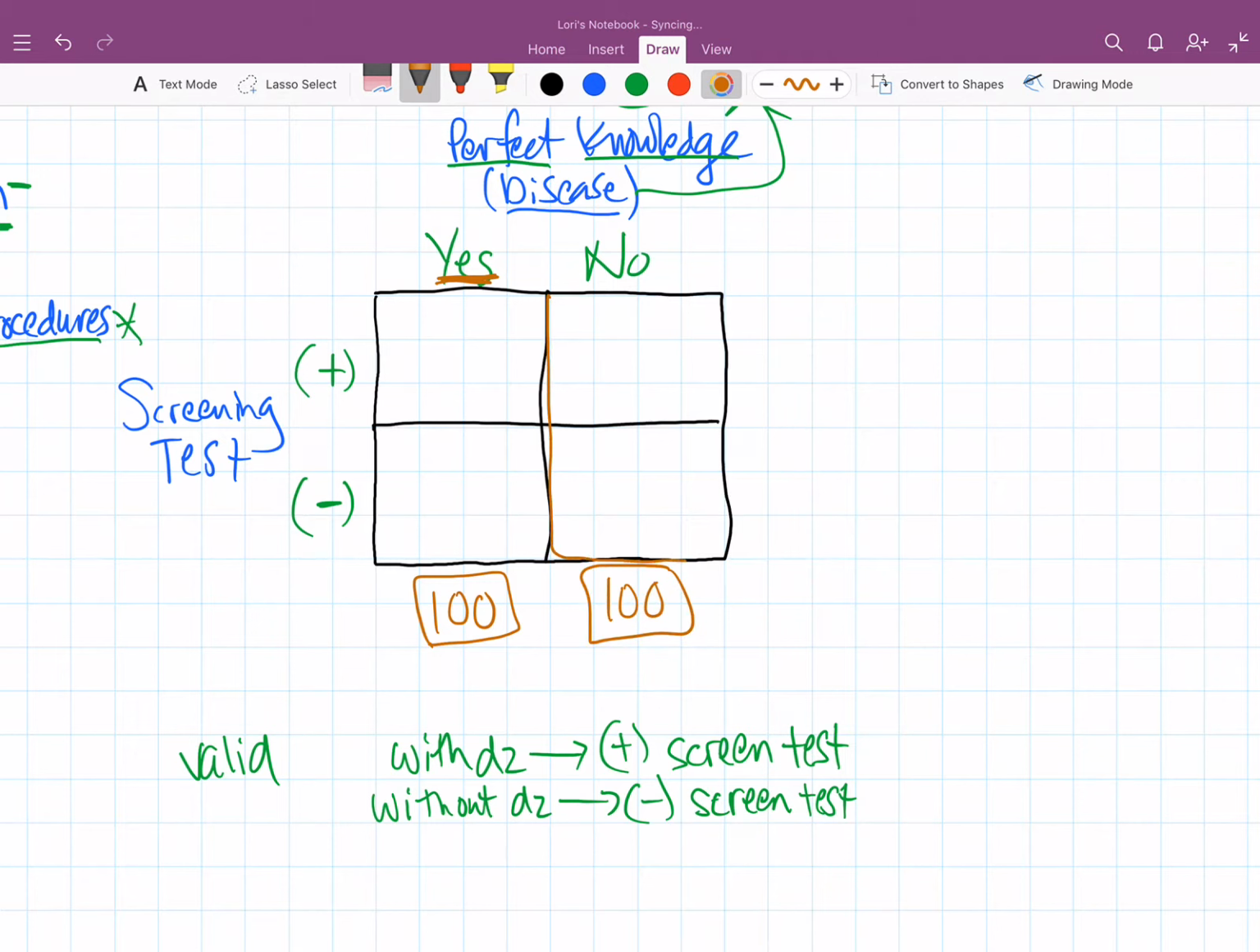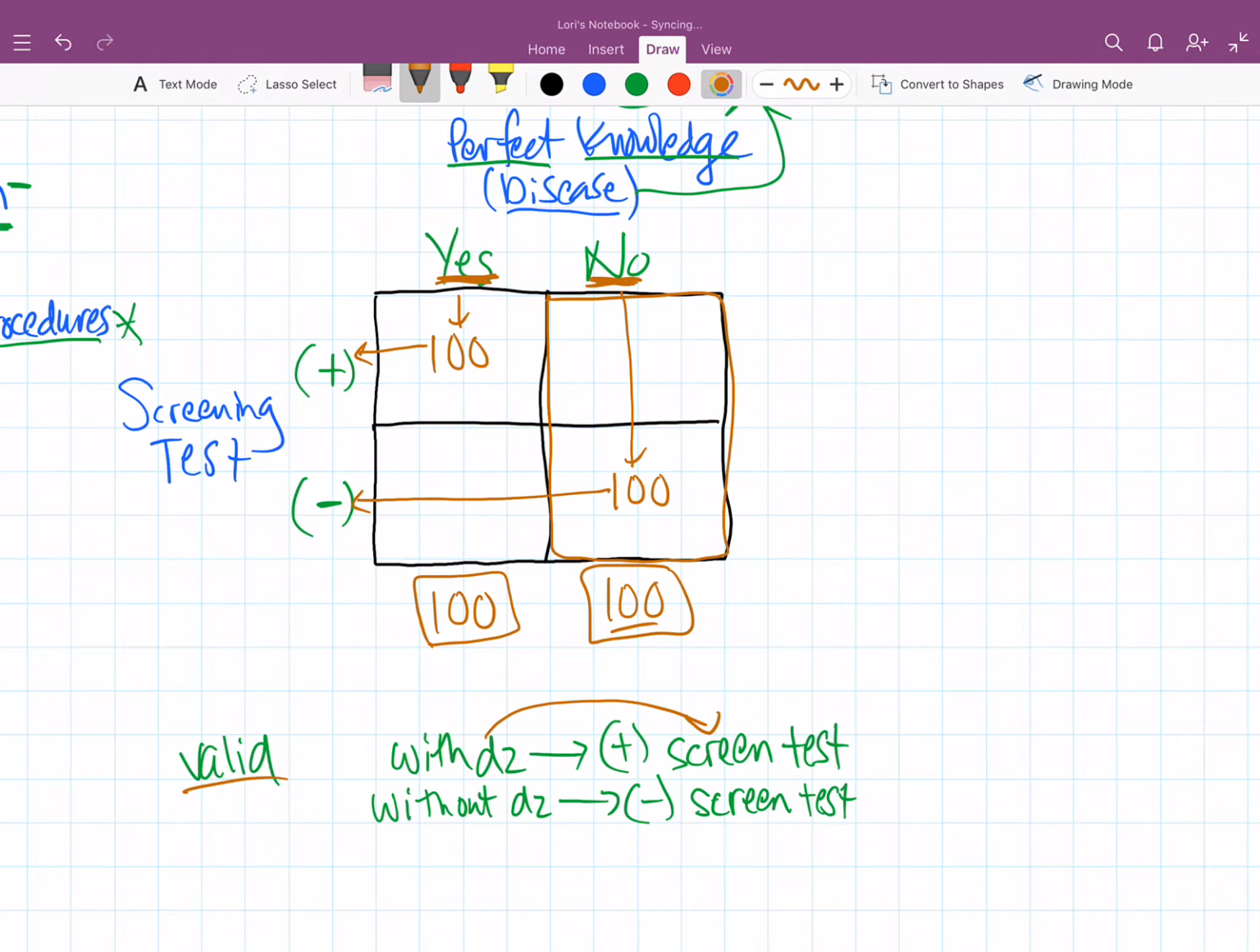This column over here on the right hand side is no's. So if a person has the disease, and this actually works, all the people with disease screened positive, they would all end up in this top left box. So all the yeses had a positive screening test. Similarly, all of the people without disease, all 100 of them, would end up in this bottom box right here. So all of the no's would have a negative test.